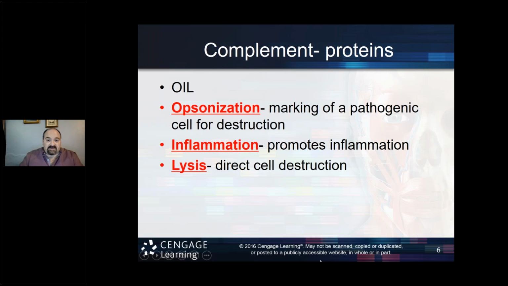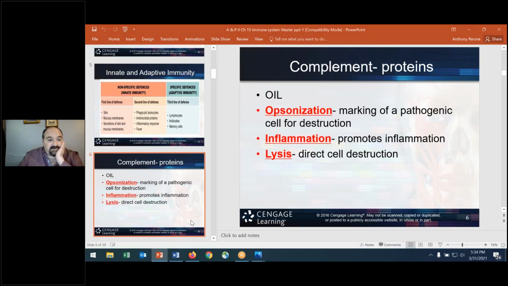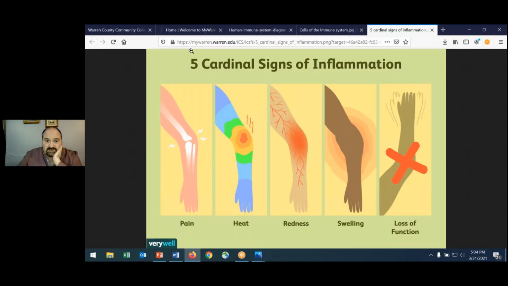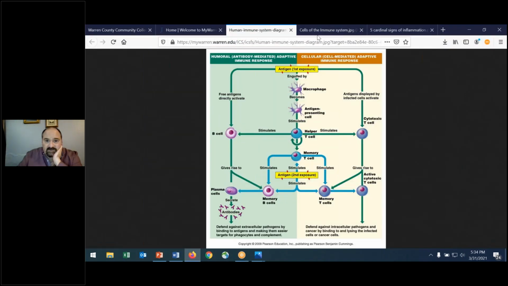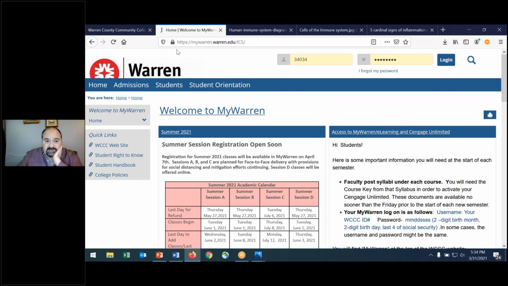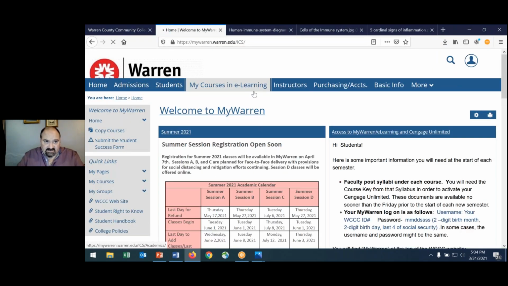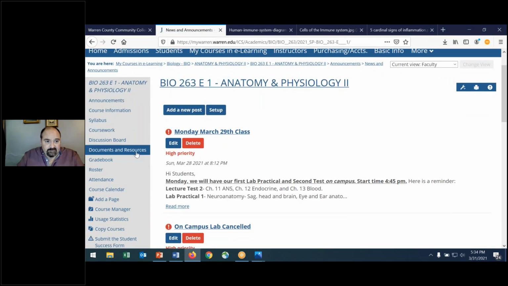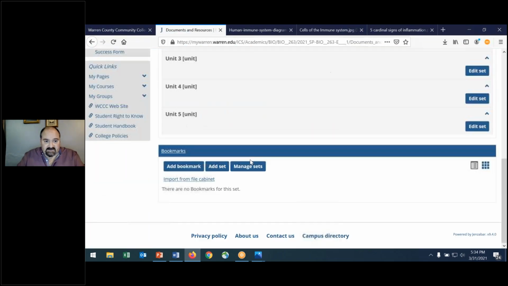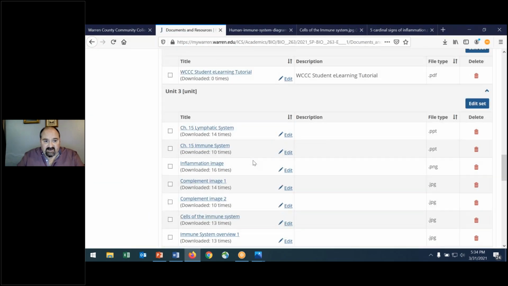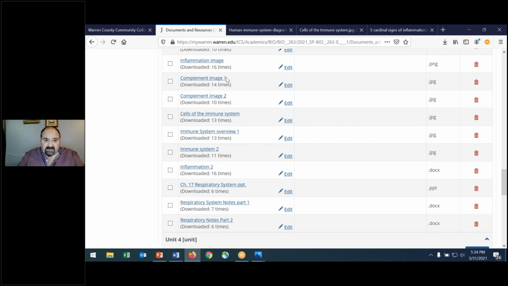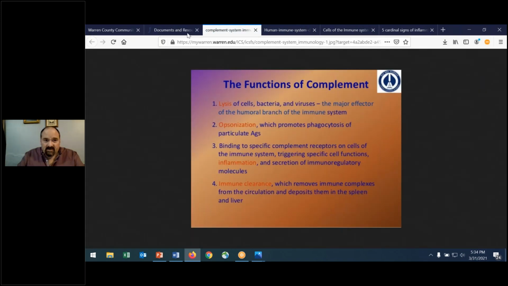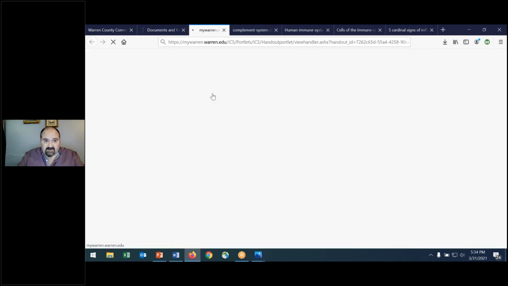Now this complement, okay, so let's do this. I'm going to step away for a moment here and show you an image of, well, let's go here. I didn't want to open up all the windows at once, but let's go to our class documents and resources. And you'll see here your complement, there's two images. Here's one, and here's two.